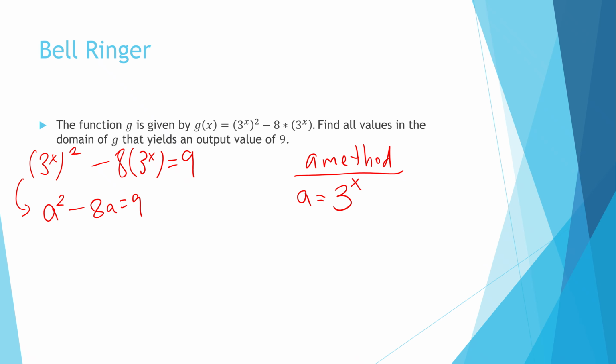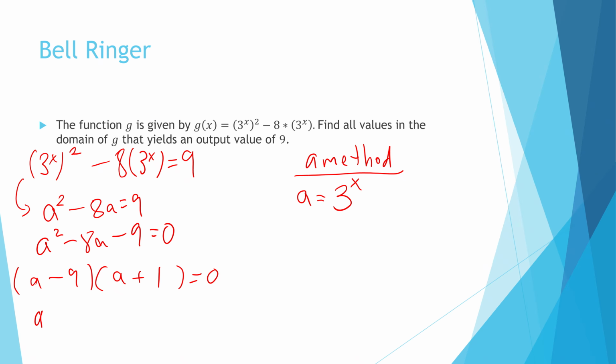And now let's just solve this equation for a. First, let's set the right-hand side equal to 0, and then we can factor. So we should get a minus 9, a plus 1 when we factor, and then solving each one, you get a equals 9 and a equals negative 1.